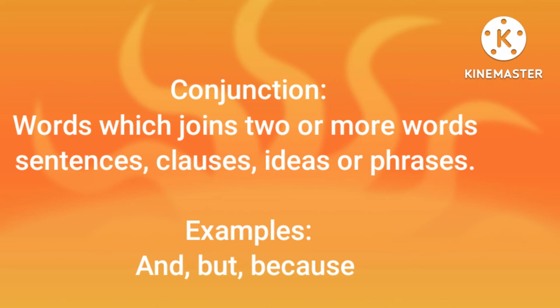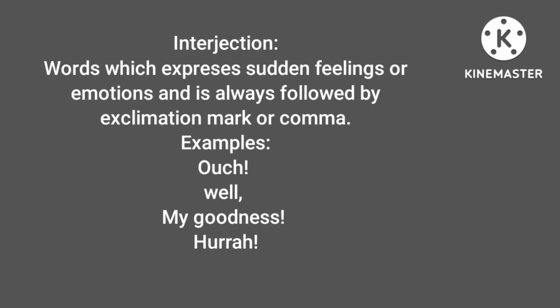Because of this combining property, they are called conjunctions. Similarly, the next one is interjection. Interjection is also a part of speech that belongs to the closed system. Interjections are words which express sudden feelings or emotions and are always followed by an exclamation mark or a comma, because these are words which come out of the mouth unintentionally.